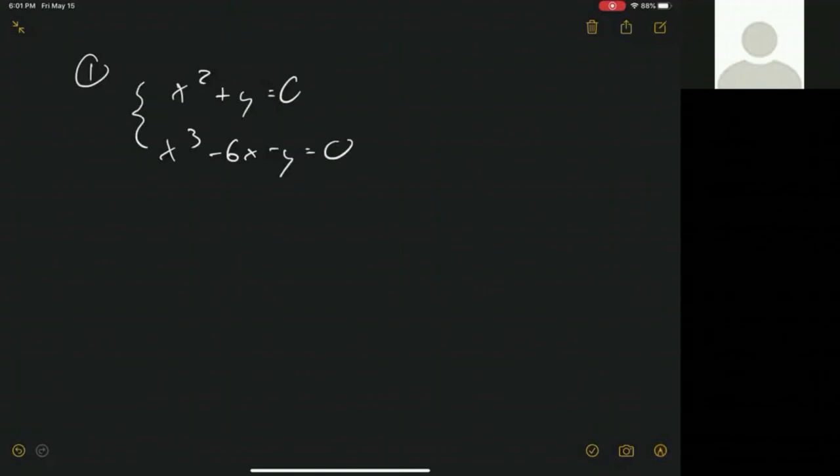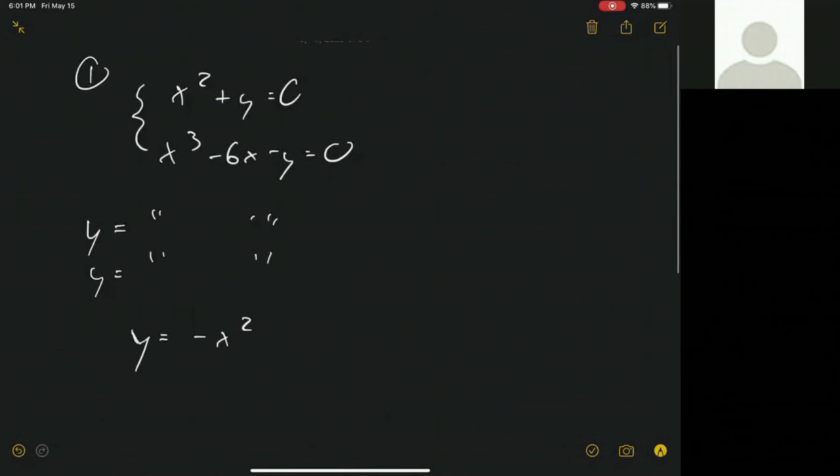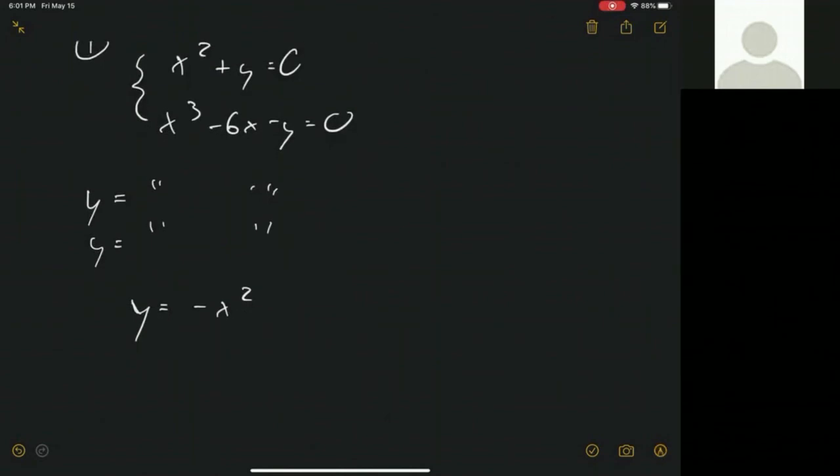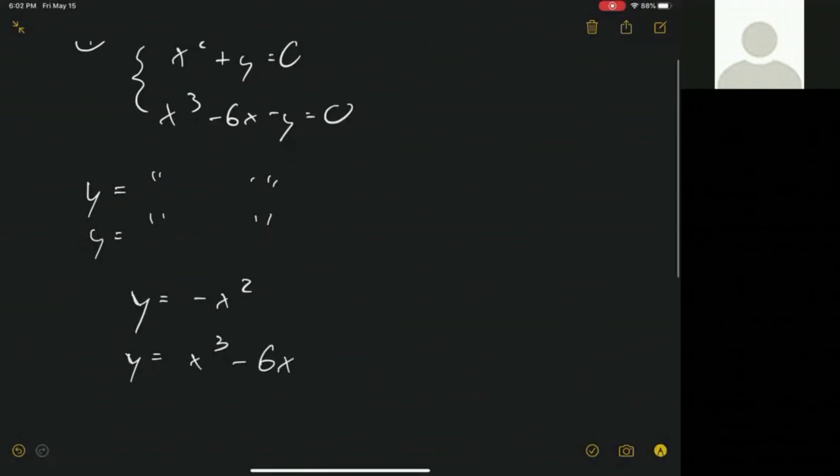Okay, so how would I do this? First, I'm going to take each of these equations and write them in the form y equals blah, blah, blah. So the first one would become y equals negative x squared. The second one would become, let's see, y equals x cubed minus 6x. If we rearrange this bottom one, we should get this.